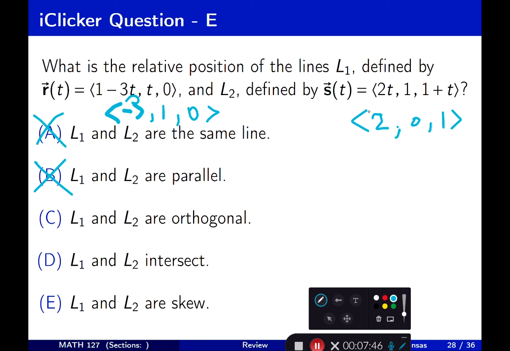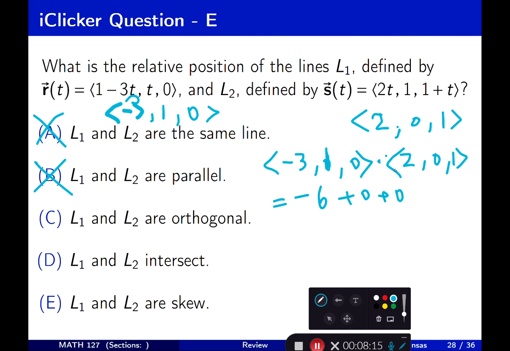Are they orthogonal? Two vectors are orthogonal to each other if their dot product is equal to 0. This is very important. So let's calculate the dot product: -3 times 2 is -6, 1 times 0 is 0, plus 0. This is non-zero, so not orthogonal, out. L1 and L2 intersect, or L1 and L2 are skew. That part you have to solve now.